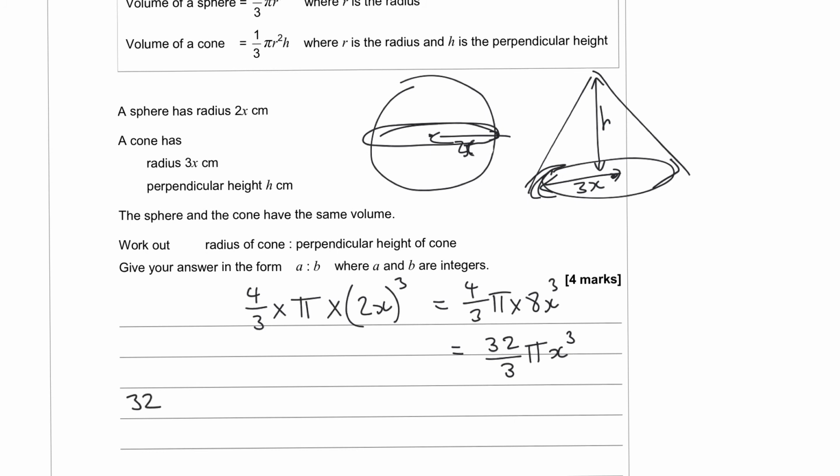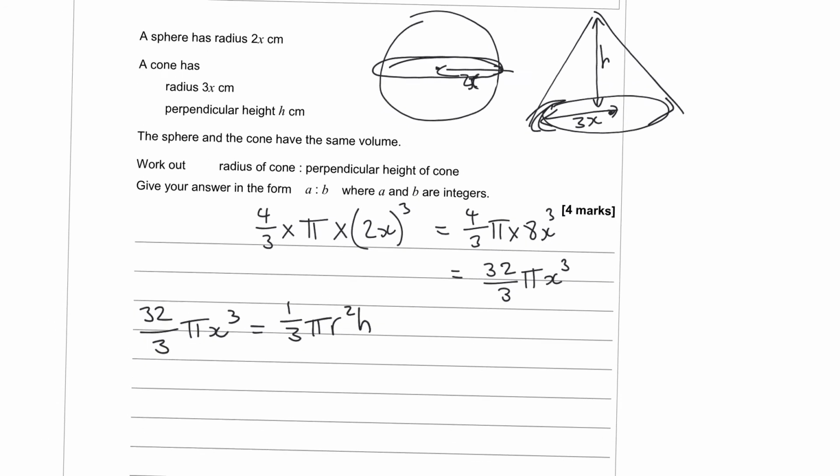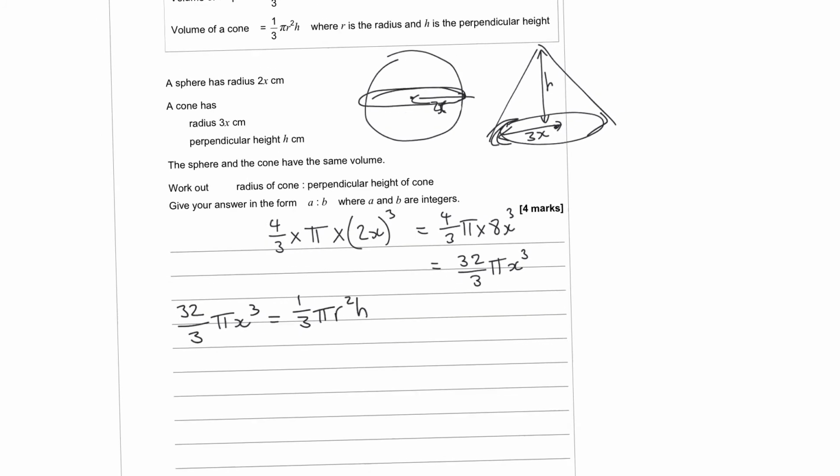So now to work out the perpendicular height, that's basically the volume of the sphere, right? And because that's equal to the volume of the cone, that's going to be equal to a third pi r squared h. So now we want to work out what is going on. So we can cancel out the pi's. And then also we've got 32 over 3 on one side, and then we've got a third on the other. So the thirds can cancel out, leaving us with 32x cubed, and then 1 would just be 1. So anything times 1 in itself, essentially that can go.